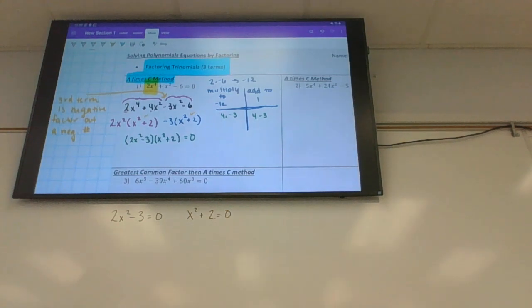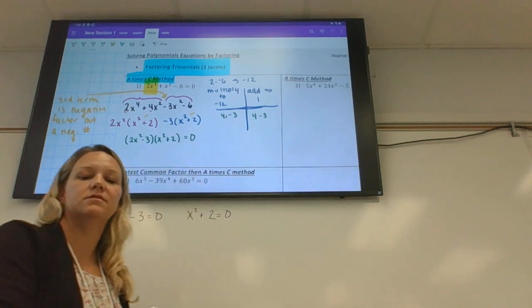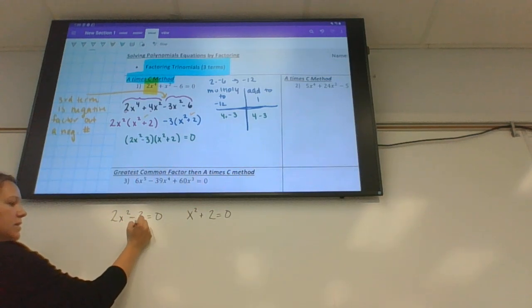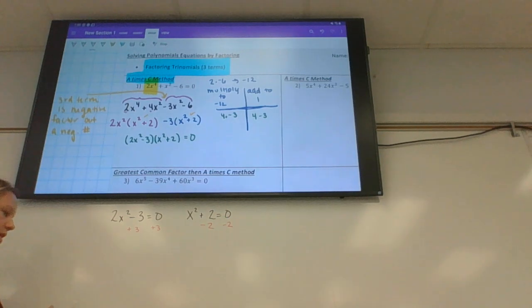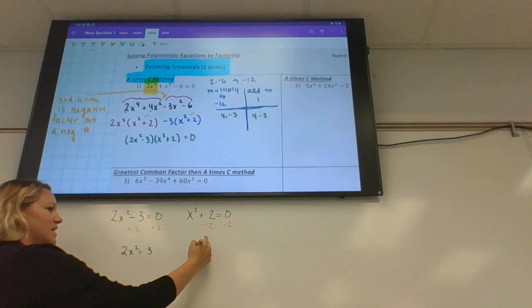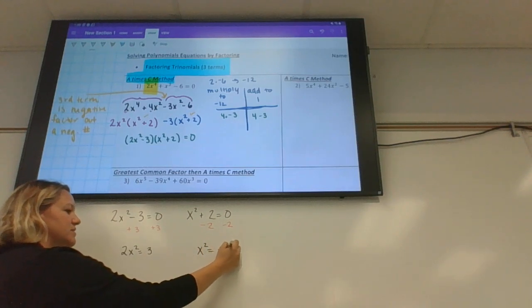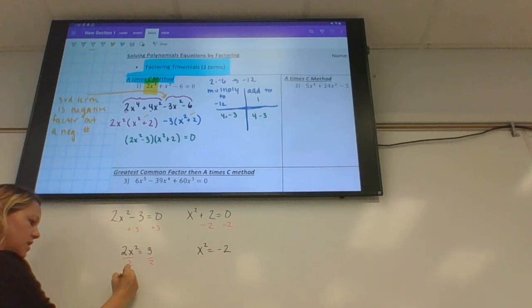So we'll set them equal to 0, and then you're solving by square rooting for most of these. So I end up with 2x squared equals 3, x squared equals negative 2. I have to divide on this one because of the coefficient.